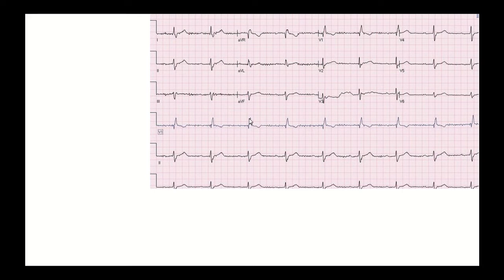But let's start at the beginning with the rate. So we're 300, 150, 100, 75, 60, 50. So our heart rate is somewhere in the 50s. And then let's look at our rhythm strips.